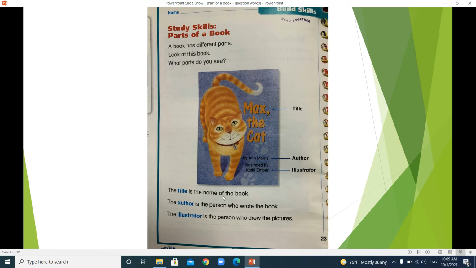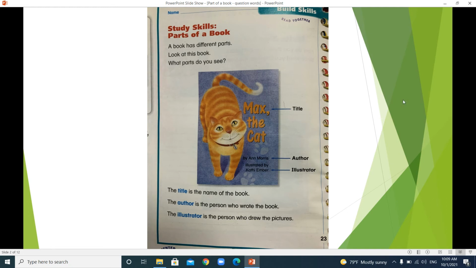At the bottom here it says the title. The title is the name of the book. The author is the person who wrote or writes the book. The illustrator is the person who drew the book. Okay? Where can I find this? In the front of the book. You'll find this on the book cover.